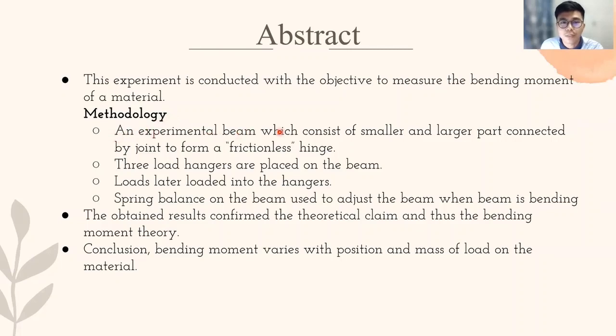First, an experimental beam, which consists of a smaller and a larger part, was connected by a joint to form a frictional hinge. Then, 3 load hangers are placed on the beam. Some loads were later loaded into the hangers. Finally, the spring balance on the beam was used to adjust the beam when the beam is bending.